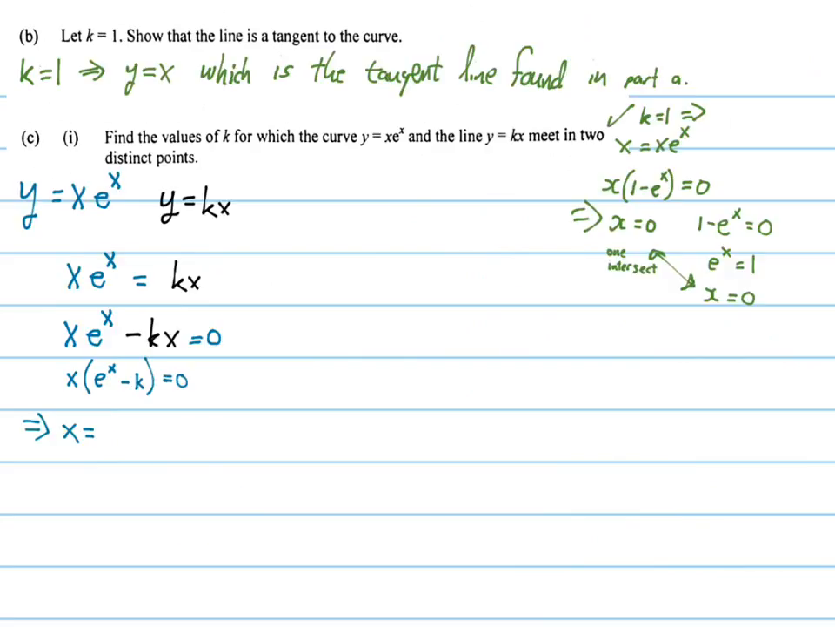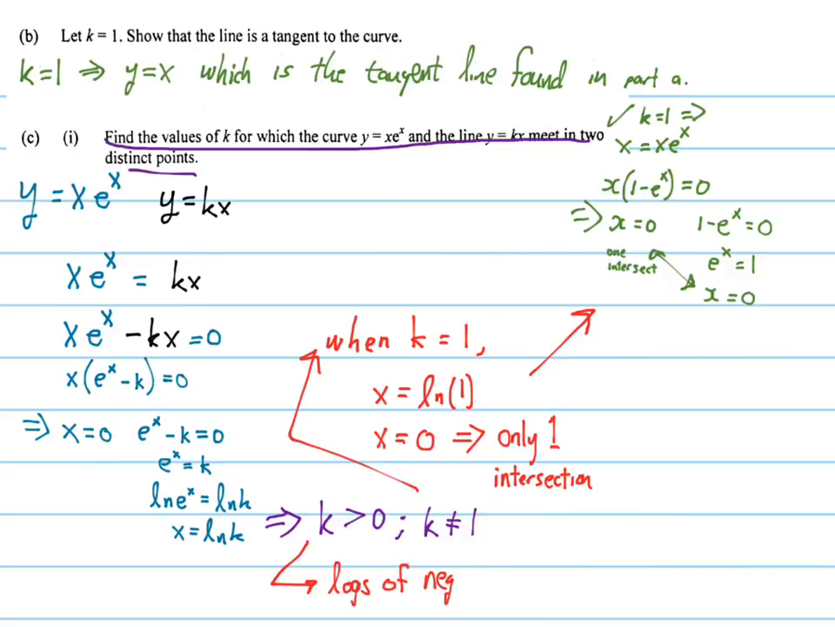So we put all that information together, and we end up with the fact that in order to get an area between two curves, we can only explore positive k values except k equals 1.